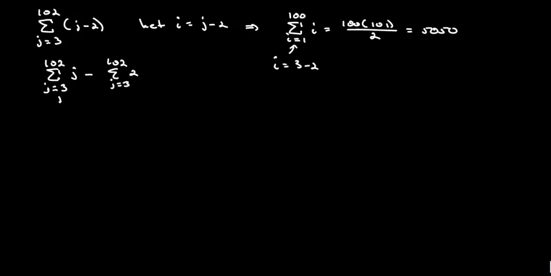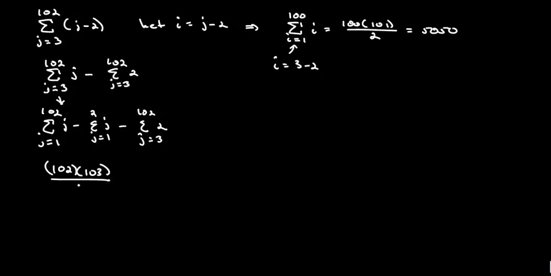at 1. So we'll rewrite this as the sum, j goes from 1 to 102 of j minus the sum, j goes from 1 to 2 of j. Okay, we have to subtract off those first two terms. Then we also have to subtract off the sum, j goes from 3 to 102 of the number 2. We know that this guy is 102 times 103 divided by 2. We know that this guy is just 1 plus 2.